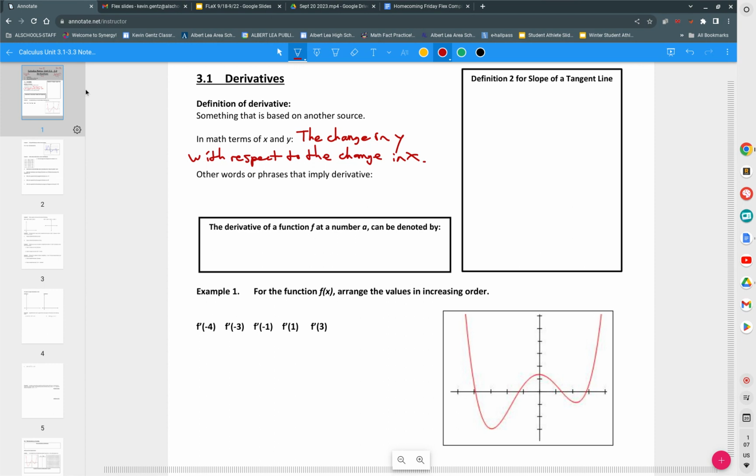Now, there's a few ways that we can write the change in y with respect to the change in x. For those of you taking physics, this would be delta y over delta x. The way that you see it is y sub 2 minus y sub 1 over x sub 2 minus x sub 1. So what is that? Slope. In other words, an implied derivative would be slope. Another thing that would imply a derivative would be rate of change.